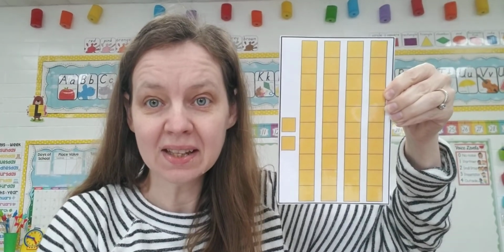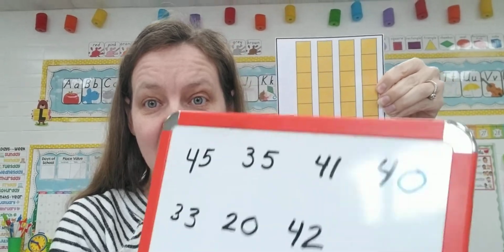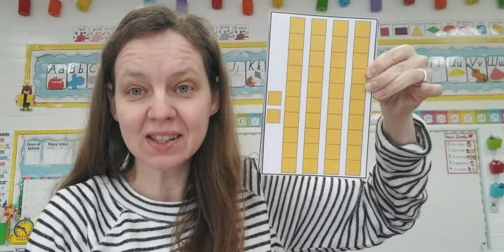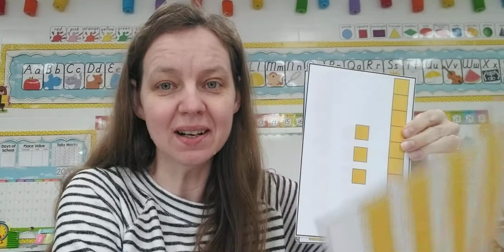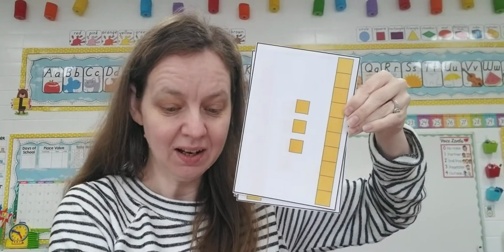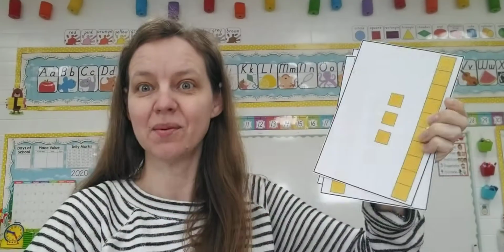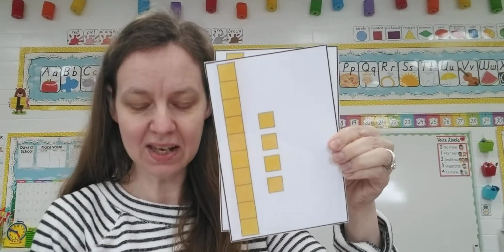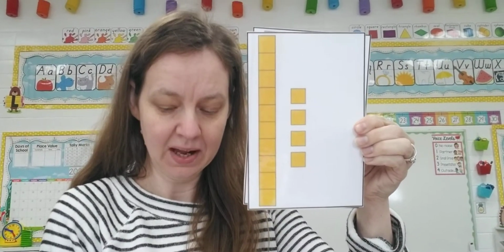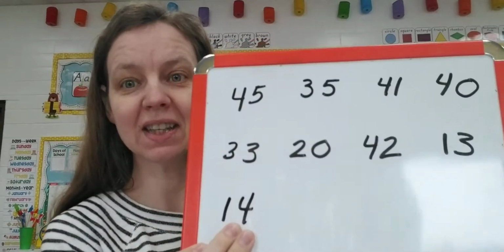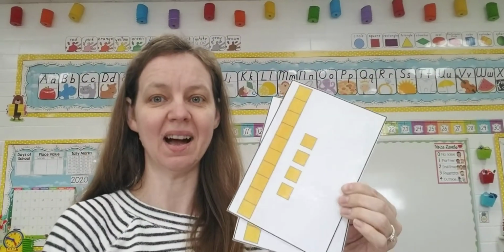All right, how many tens? How many ones? Did you get 42? 4 tens, 2 ones? Awesome job. All right. How many tens? How many ones? Did you get 13? 1 ten, 3 ones? That's awesome. We got 2 left. What do you see here? How many tens and how many ones? Did you write a 14, a 1 and a 4? Good job. And our last card for today.